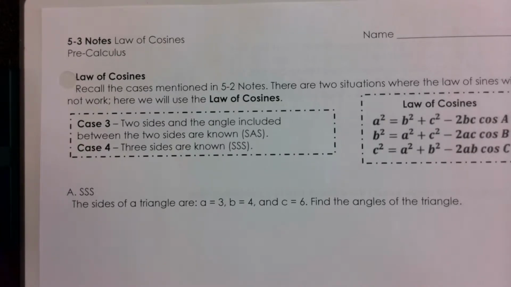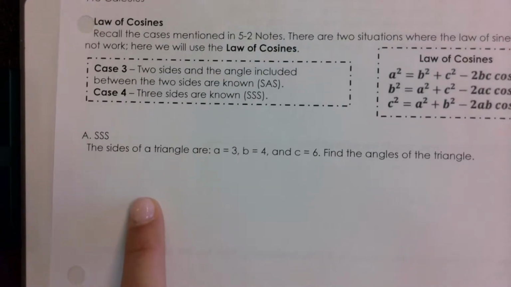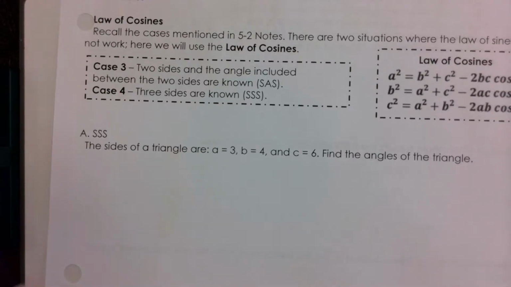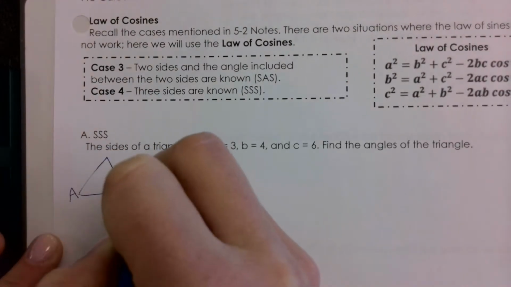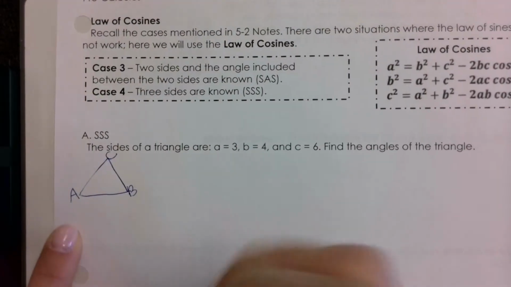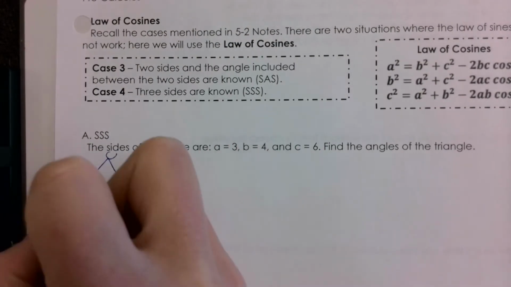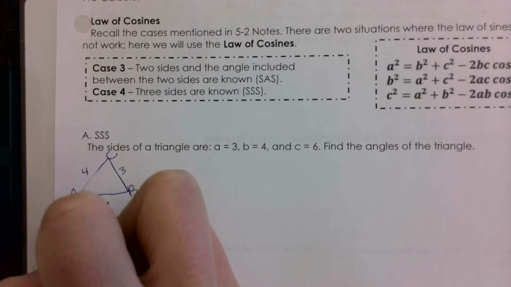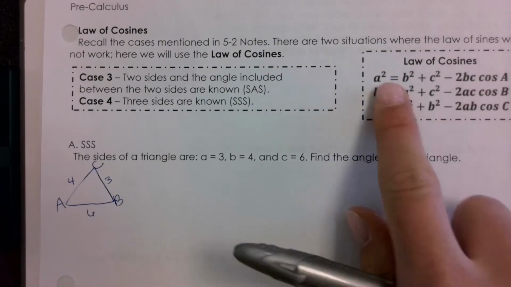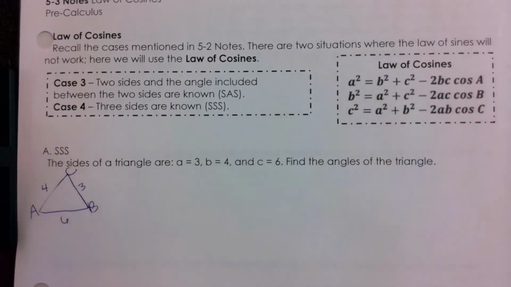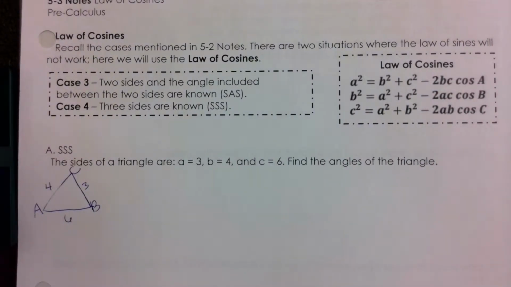Okay, so we're going to do some. Looking at the first one right here, we're given all the sides, and we want to find all our angles. So we're going to draw this triangle, with A, B, and C. They tell us that side A is 3, side B is 4, and side C is 6. We're going to use our law of cosines to find all our angle measures. Let's start with angle A. We'll use this first one up here: A squared equals B squared plus C squared minus 2BC cosine of A.